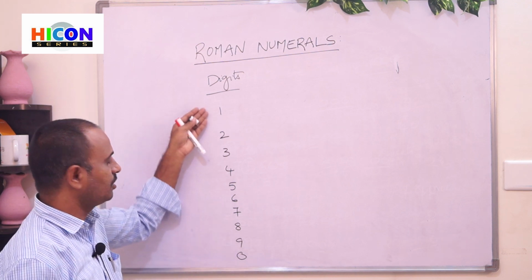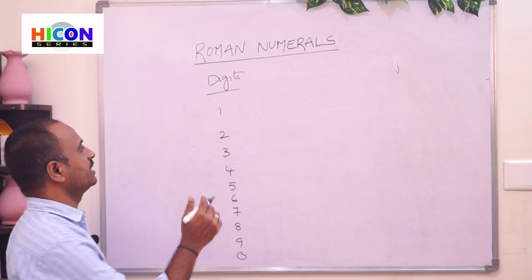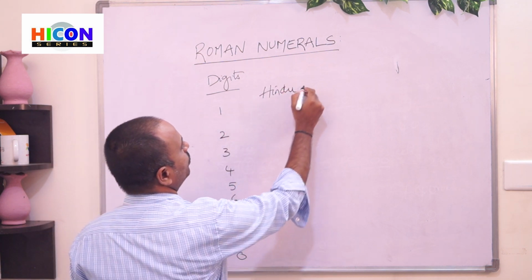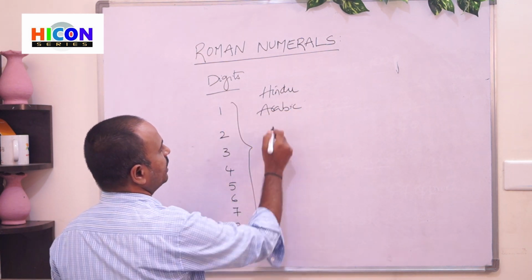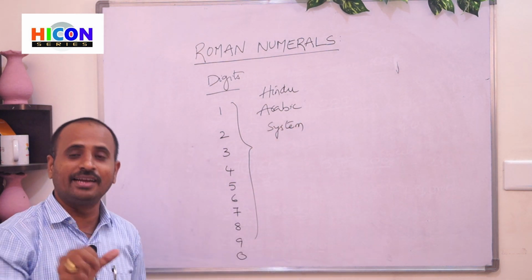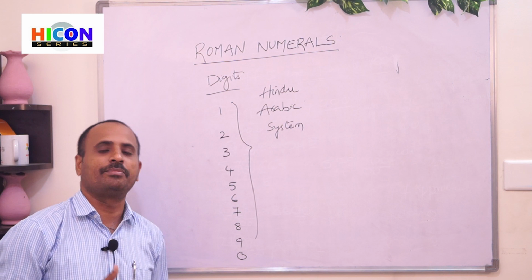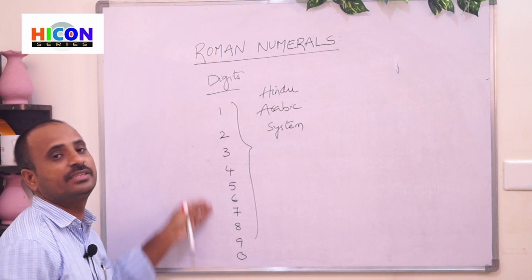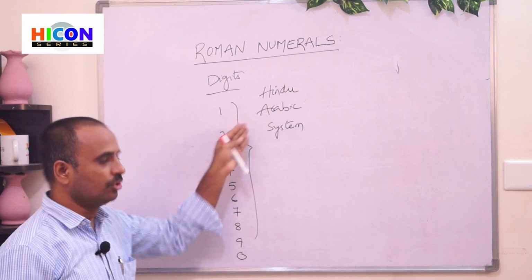This number system we are presently using is called the Hindu-Arabic system. In the Hindu-Arabic system, we have a total of 10 digits, and by using these 10 digits, we can write any number. That means we can form any number by using combinations of these 10 digits. These digits and numbers together are called the Hindu-Arabic system.